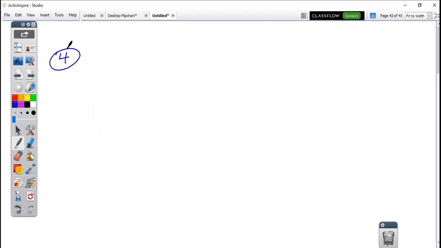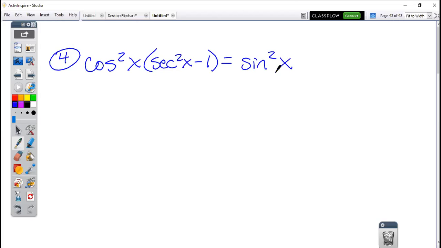Another verifying, and then we get to take a break for a few problems. Let's see here. Cosine squared x times secant squared x minus 1 equals sine squared x, right? What are we going to try to change? The secant squared x minus 1. What would that be? Very good. Again, we're using our Pythagorean identities on that part. Okay. Now the suggestion would be to maybe change that to what?